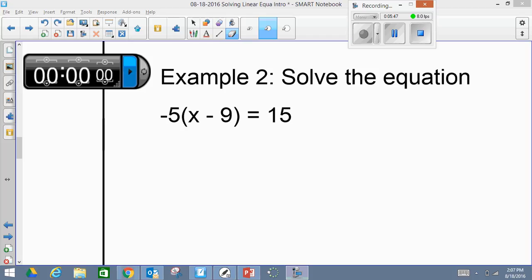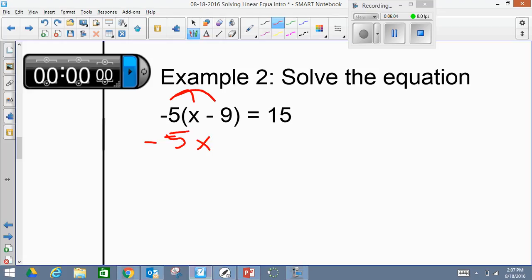Moving on with another example, we have a parenthesis here, so we need to distribute. The first thing I have to do is distribute that -5. So -5 times x is going to give me -5x, and that's a -5, I'm sorry. Now, -5 times -9: negative times negative gives positive. 5 times 9 is 45, which is going to be equal to 15.